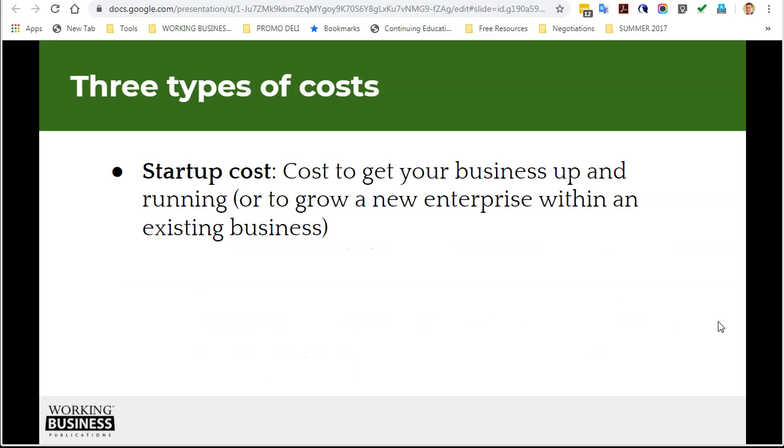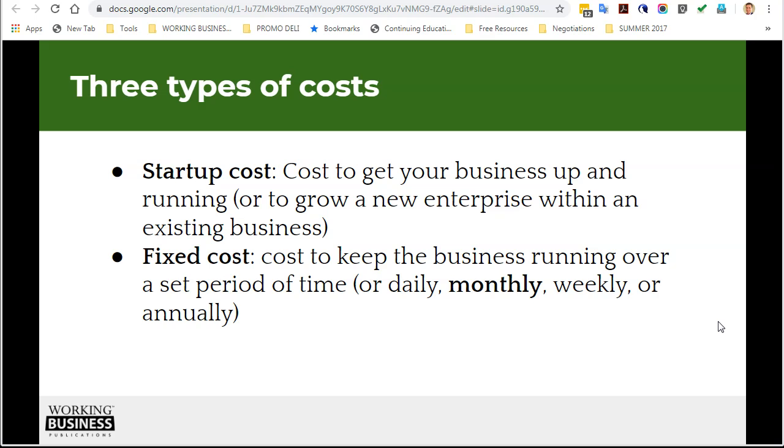So there are three types of costs that we want to understand. There's the startup cost. That's the cost to get your business up and running or to grow a new enterprise within an existing business. So you can have an existing business and start up a new division or a new project, and that might incur a startup cost. Or if you're brand new, that would be all the costs to get it up and running to the point where customers can actually start purchasing the product or service.